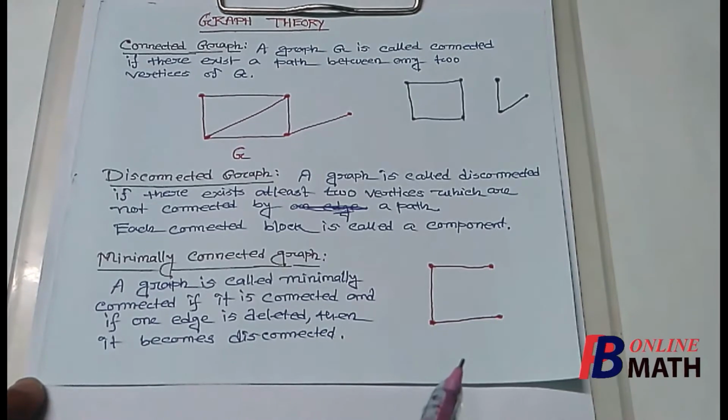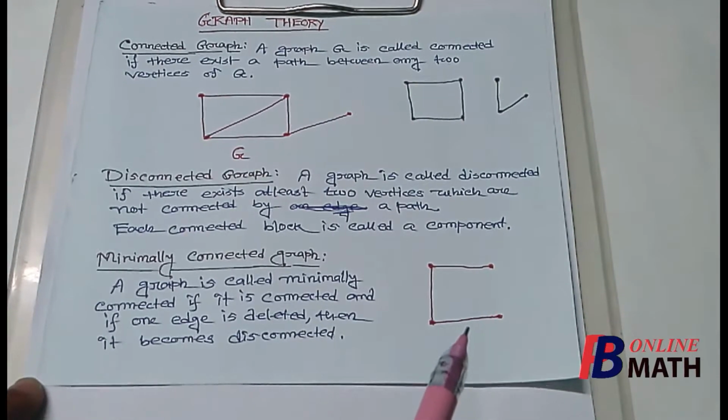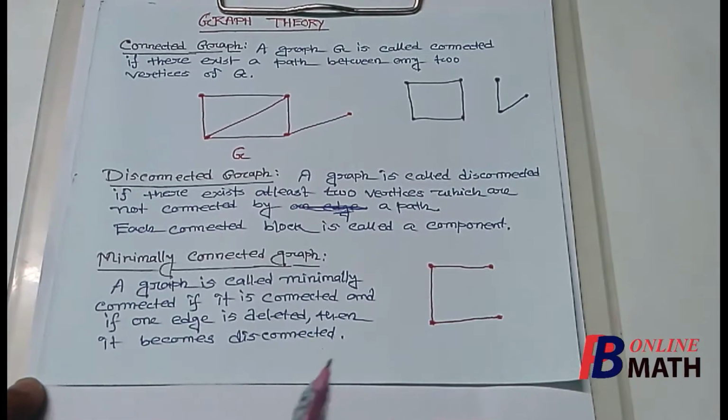Now there is one property that for a minimally connected graph, the number of edges is equal to the number of vertices minus 1. As for this graph, it has 4 vertices, so the number of edges is equal to 4 minus 1, equal to 3.